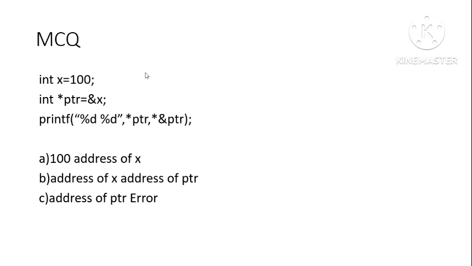Now integer x is equal to 100. So I assign the address of x to PTR. Now star of PTR and star ampersand of PTR. When I print star of PTR, PTR contains the address of x here, so the value on the address is 100. And the next one, star of ampersand PTR. Ampersand of PTR is the address of PTR, which is a hexadecimal address. When star is applied on that, it gives the address of x. So the answer is A, 100 and address of x.